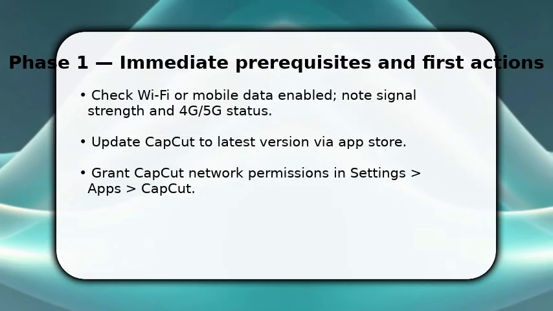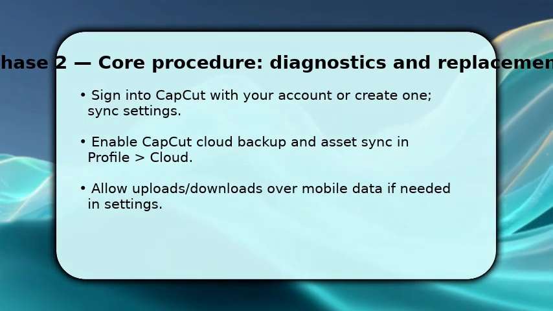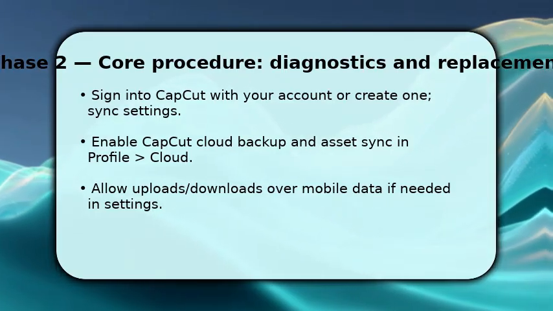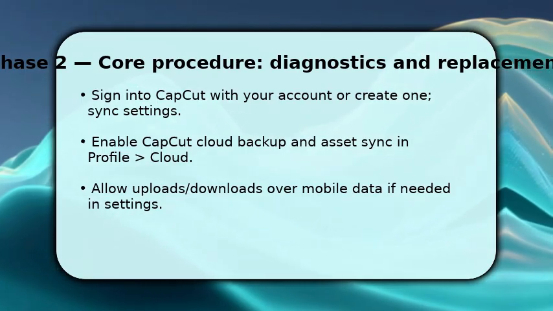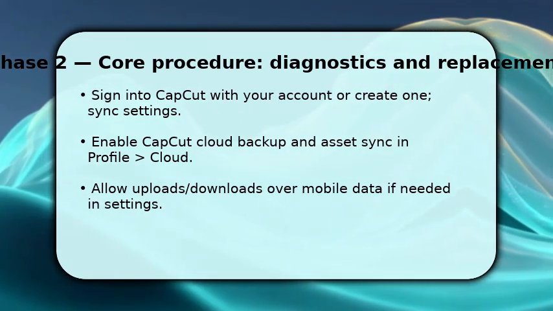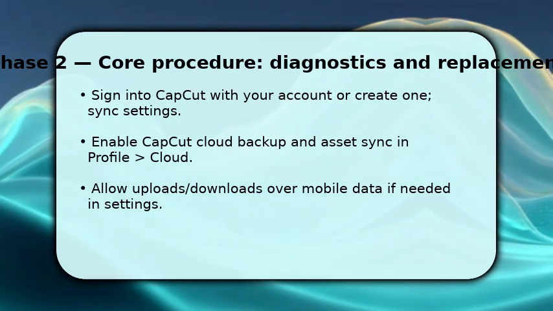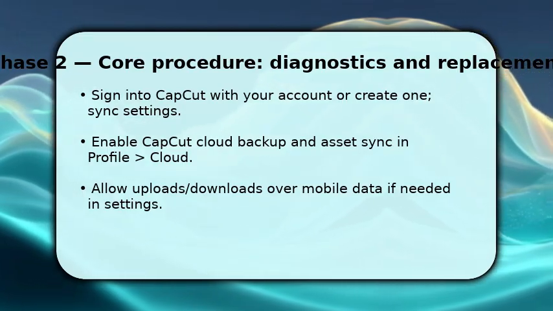You now sign in so CapCut can access cloud features. This lets you import trending assets and sync projects. After signing in, navigate to Profile, open Cloud Settings, and enable Backup and Asset Sync. This explains why media appears across devices. If you commonly use mobile data, make sure CapCut is allowed to use cellular. Otherwise, large downloads pause on Wi-Fi only.